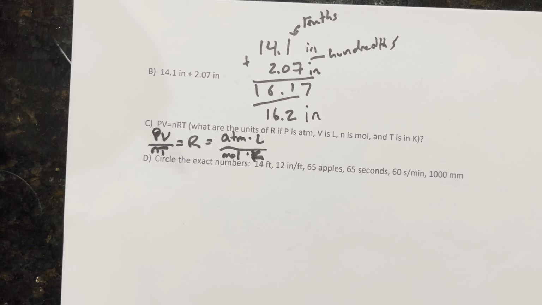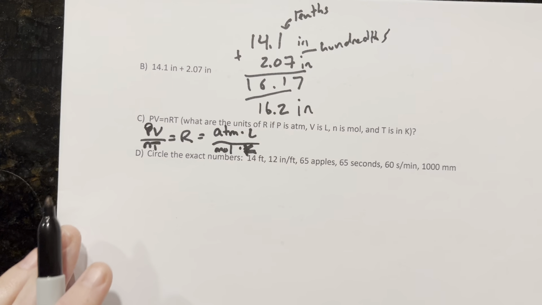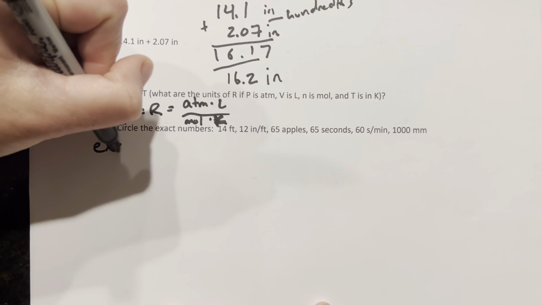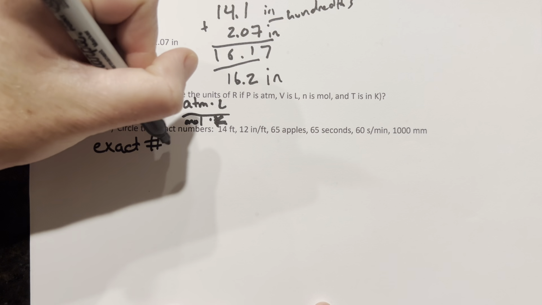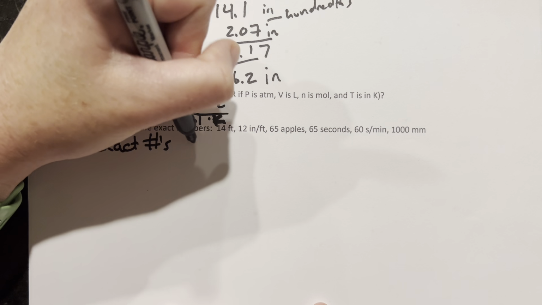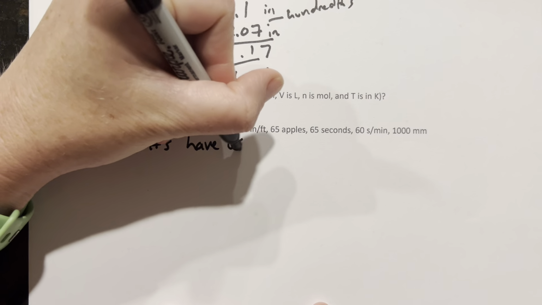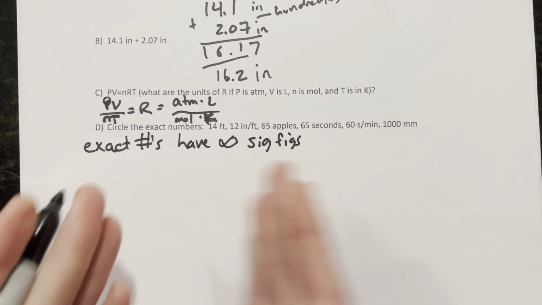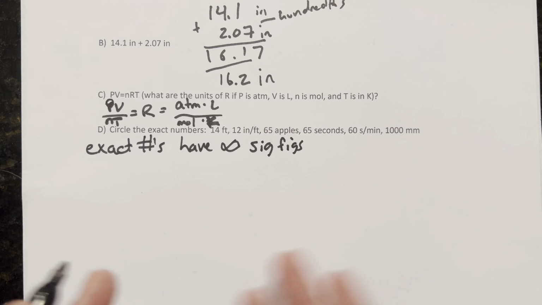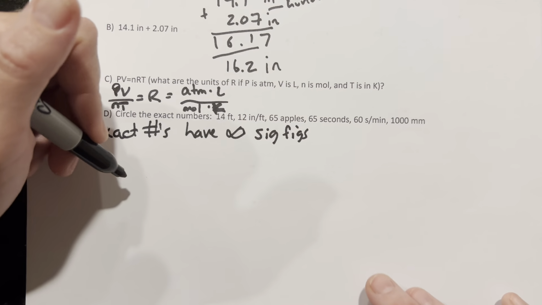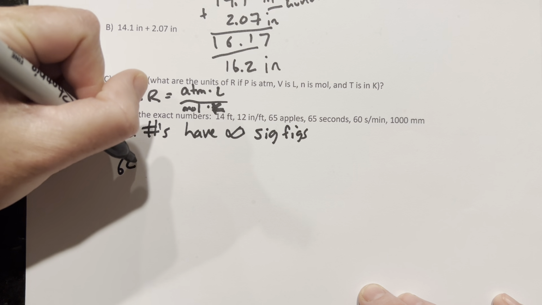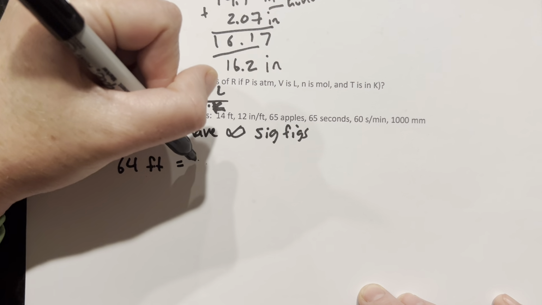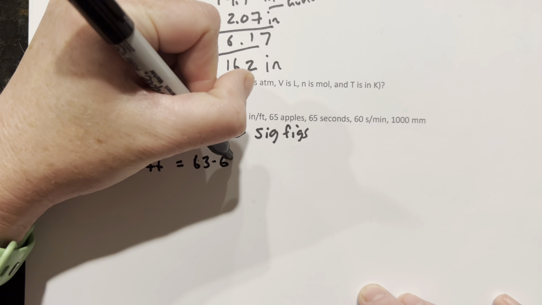Okay, circle the exact numbers. There are some cases where we're not looking at sig figs. Exact numbers have an infinite number of sig figs. What do I mean by that? Until now we've been talking about measurements, things that have a range. If I say I measured this thing and it's 64 feet long, you know that this has 2 sig figs, and it's a range between 63 and 65.